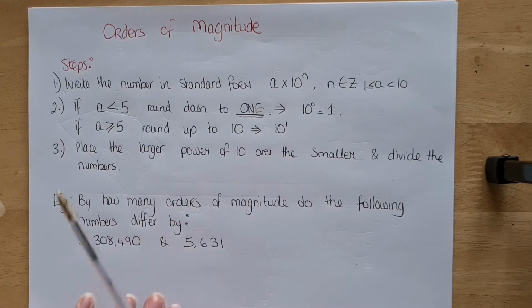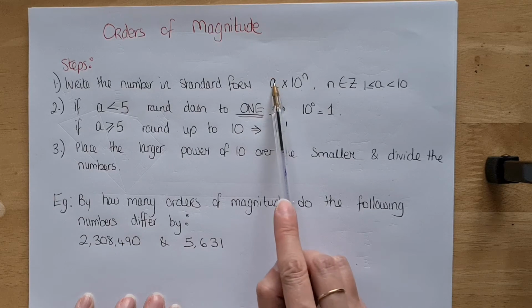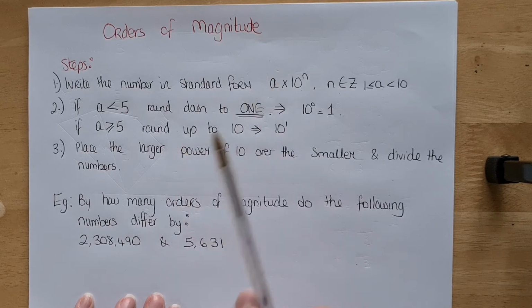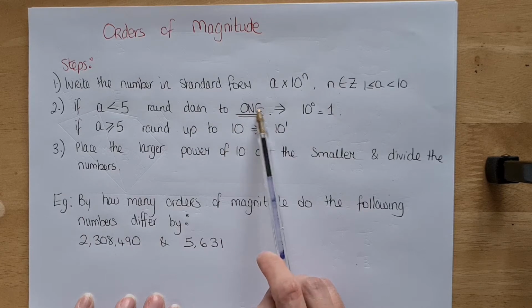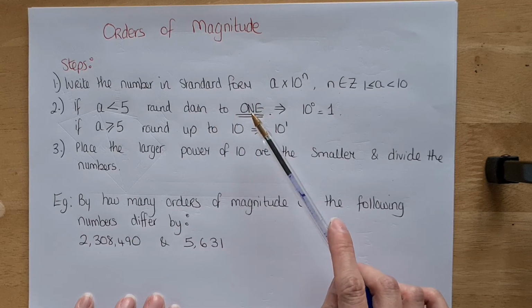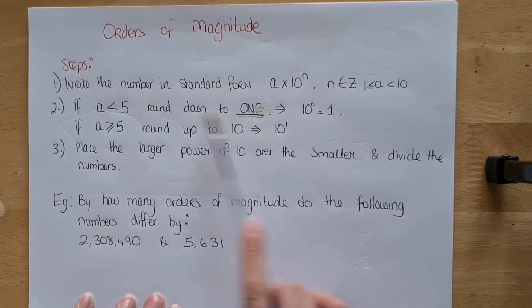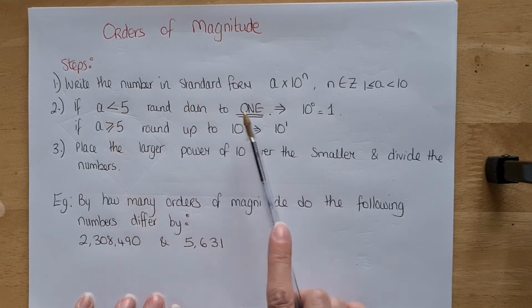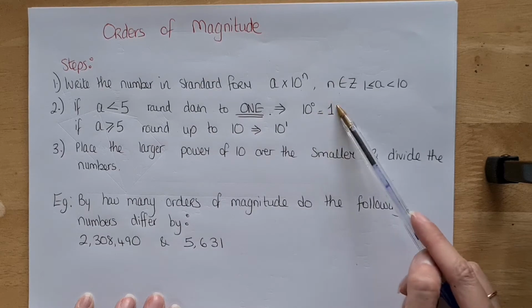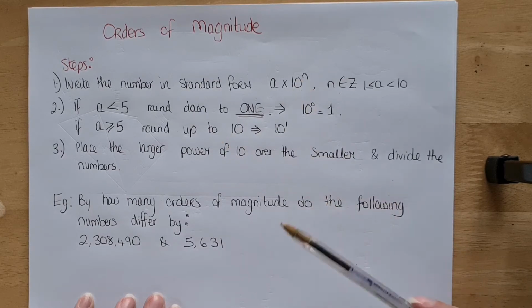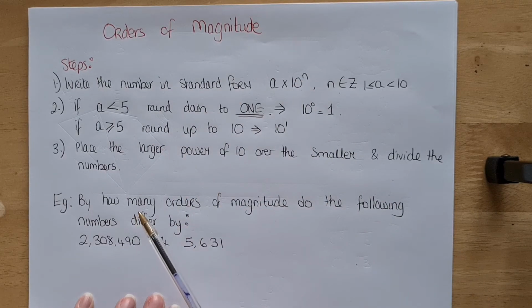Step 2, if your value for a is less than 5, the rule is you round it down to 1. Okay, so this is important now. Don't confuse it with any other types of rounding. If a is less than 5, you round it down to 1. Why? Because 10 to the power of 0 is 1. So we want to write everything in powers of 10, basically, for orders of magnitude.